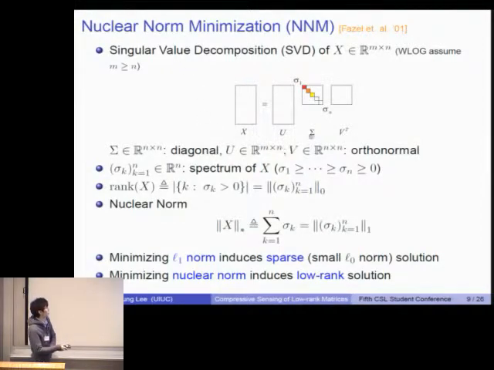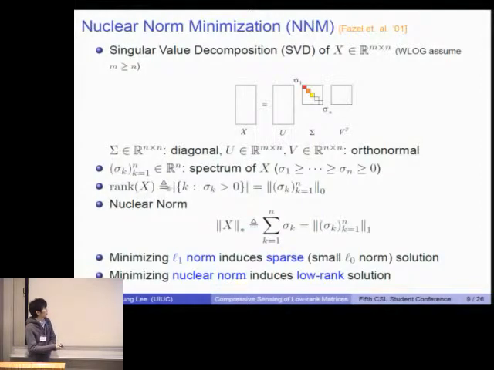It's a very basic one. Any matrix has a singular value decomposition, where U and V are orthonormal matrices with singular vectors, and Sigma is a diagonal matrix with singular values in decreasing order. Without loss of generality, we assume that X is a tall matrix. Otherwise, we can apply transpose. And we consider a vector of the diagonal entries of the capital Sigma, that is, the vector of the spectrum of the matrix X.